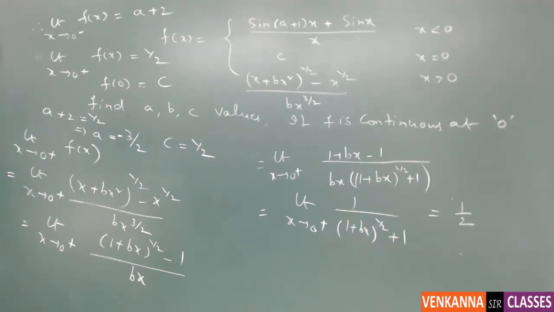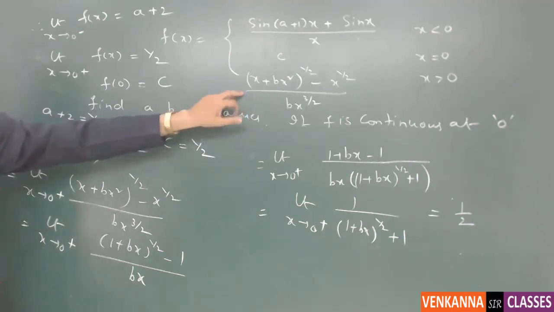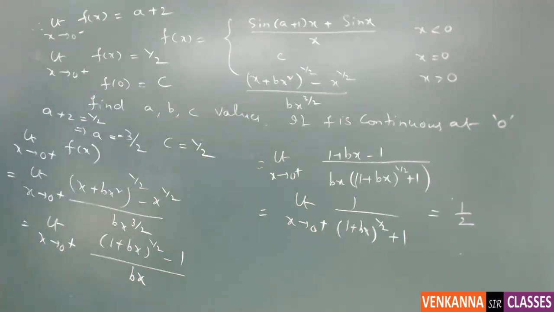The thing is, since the term b didn't come in any of the limits, we can say that b is any real number. Actually, b is any real number other than 0, because if you take 0 here, it becomes undefined. So a is equal to minus 3 by 2, c is equal to 1 by 2, and b is any real number other than 0. That is the conclusion. Okay.